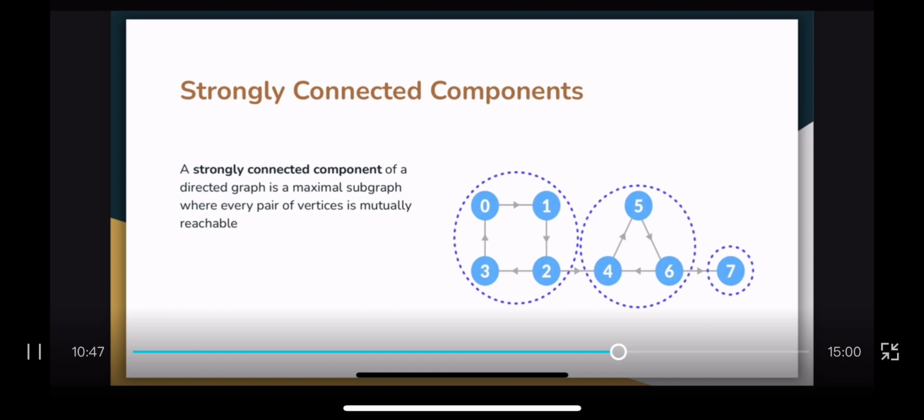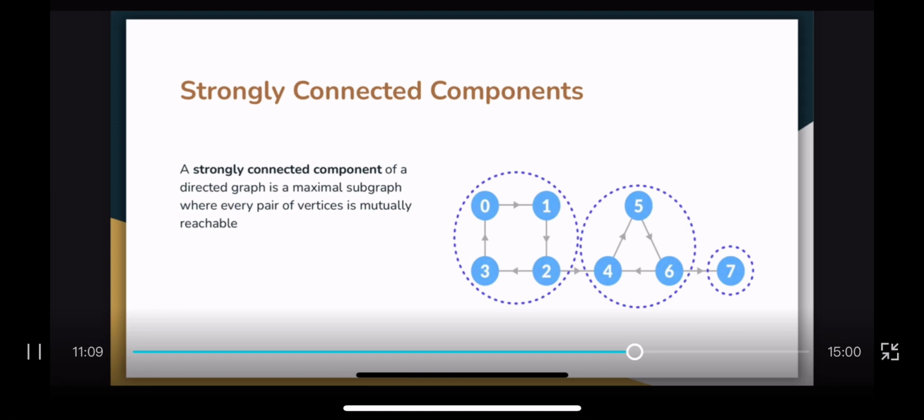Like to get from 4 to 6, you can go from 4 to 5, and then you go to 6. And to get back from 6 to 4, you can go from 6 to 4. And then last but not least, we have a single vertex with no outgoing or incoming edges to the strongly connected component, which is also considered a strongly connected component. It is mutually reachable with itself.